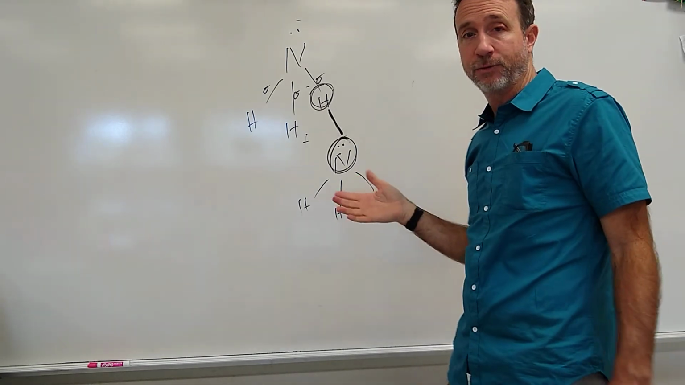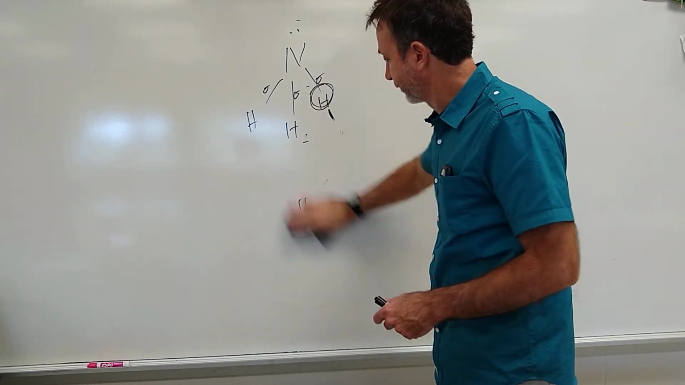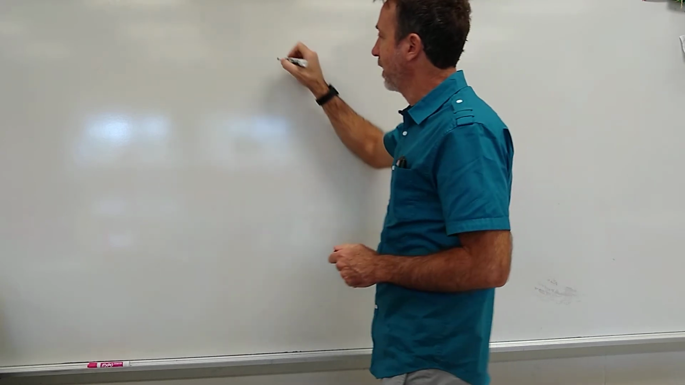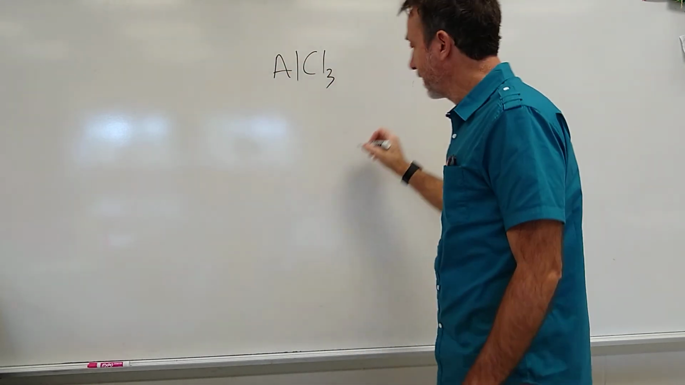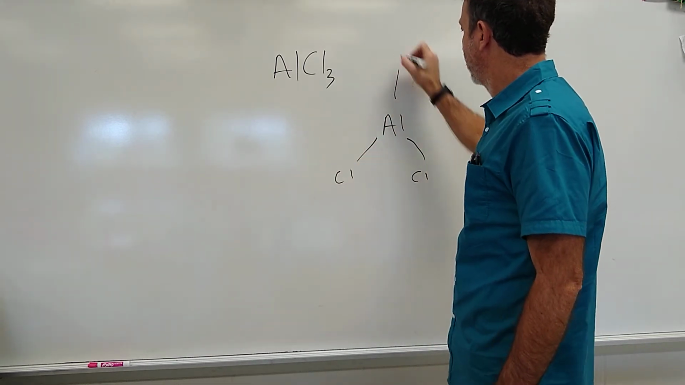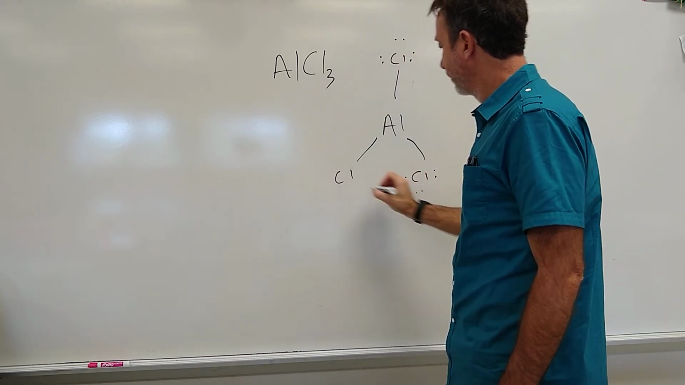In case you haven't noticed, we've done a linear shape, and we've done two trigonal pyramidal shapes. I would ask you about this shape right here, one that I ask about a lot, like aluminum chloride. And that actually looks like this. And I bet you know why, most of you. This one's actually trigonal planar.